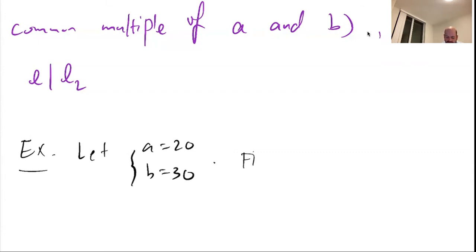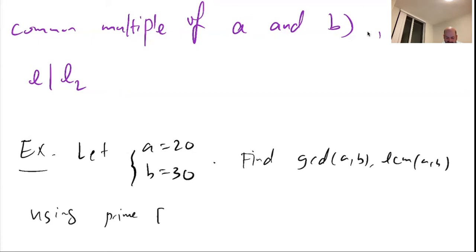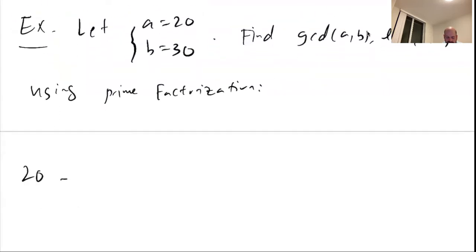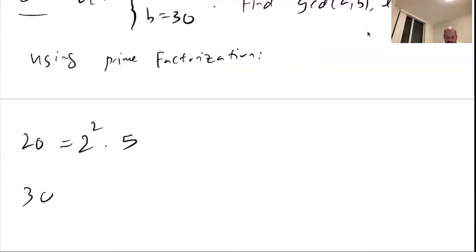So find GCD of A and B, LCM of A and B using prime factorization. So what was the prime factorization of 20? 20 was 4 times 5, which means 2 to the power 2 times 5. And 30, the prime factorization is 2 times 3 times 5.